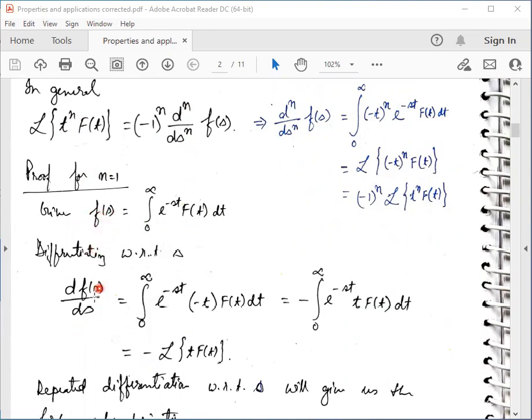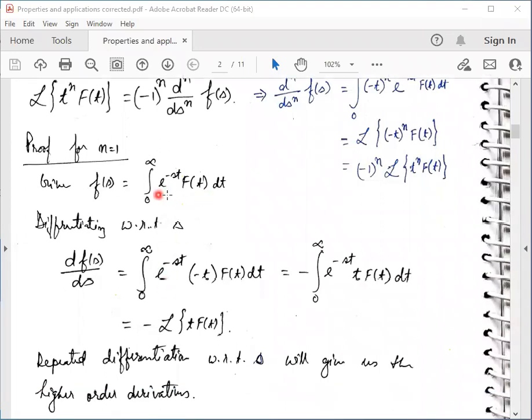If I differentiate both sides with respect to s, I get df by ds. And when I take the differentiation inside the integral sign, it becomes a partial derivative with respect to s. If I partially differentiate this expression with respect to s, there is only one term which contains s, that is e to the power minus st. If I differentiate this with respect to s, I get e to the power minus st multiplied by minus t. The remaining terms remain unchanged, as they do not depend upon s.